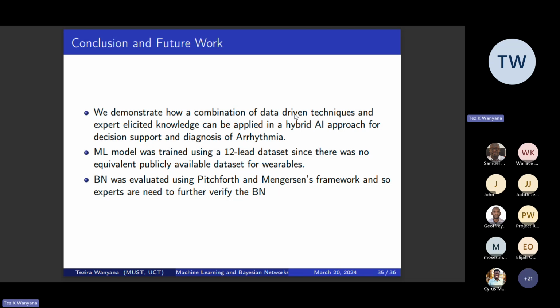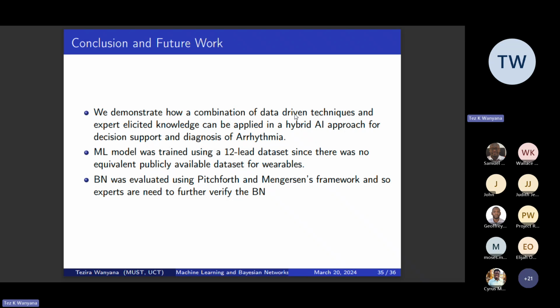And so for this to become better, we would have to train using data that has come from wearables, because at the end of the day, the incoming data would actually have to come from wearables and not a 12-lead, something that is placed all over the chest and the arms and the limbs and whatever. And then lastly, like I said, we did Pitchforth and Mengersen's framework for evaluation. But actually, we also did informal evaluation with the medical person, but we do not report about that.